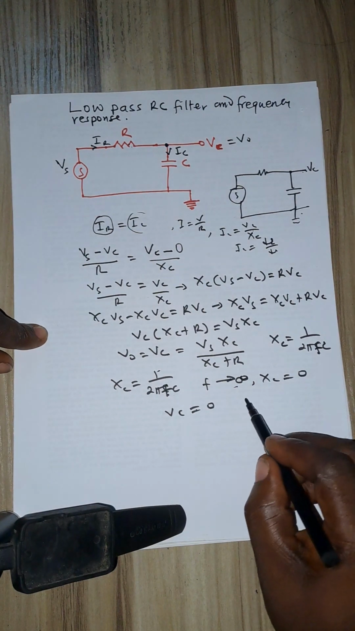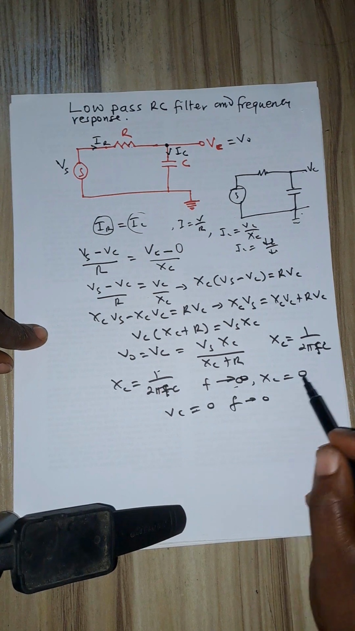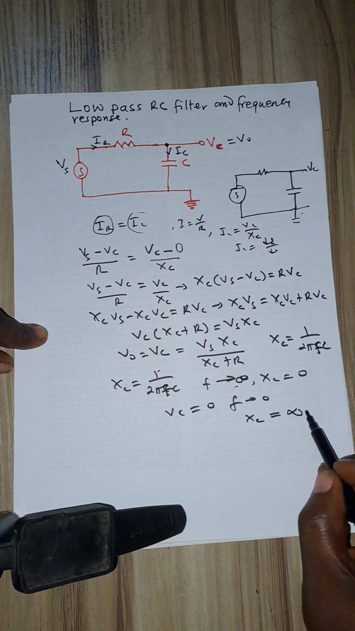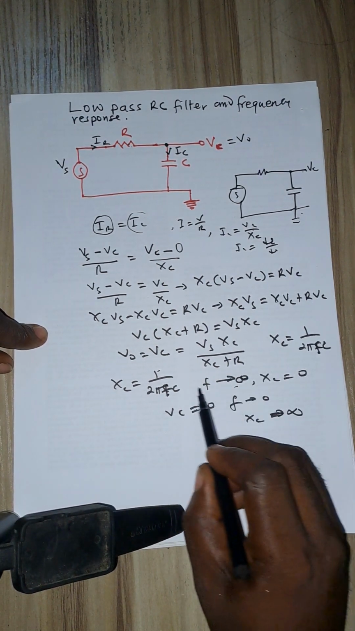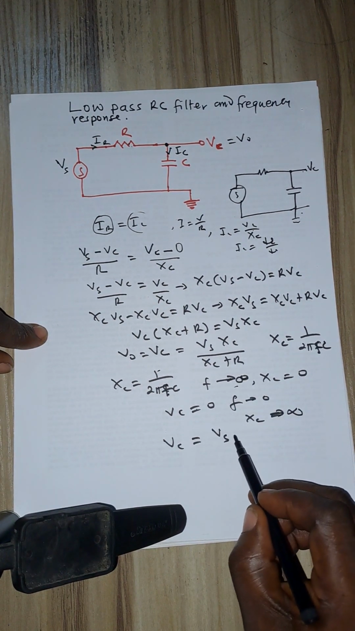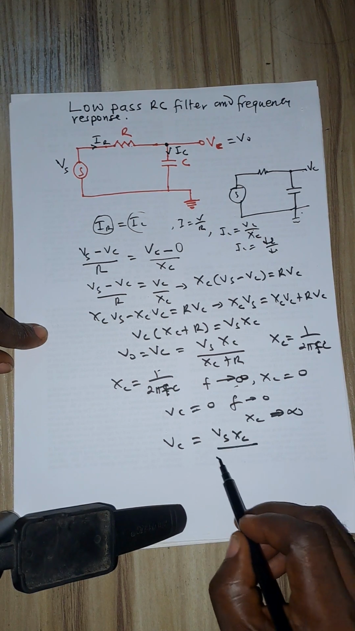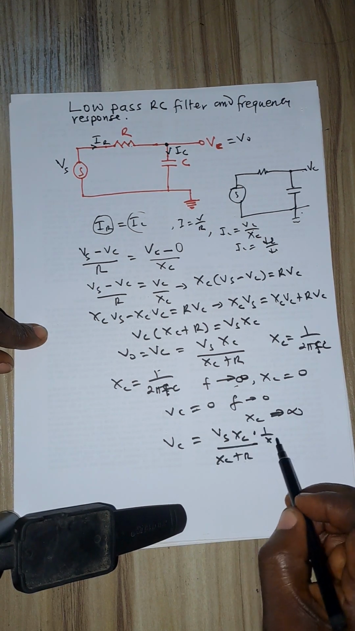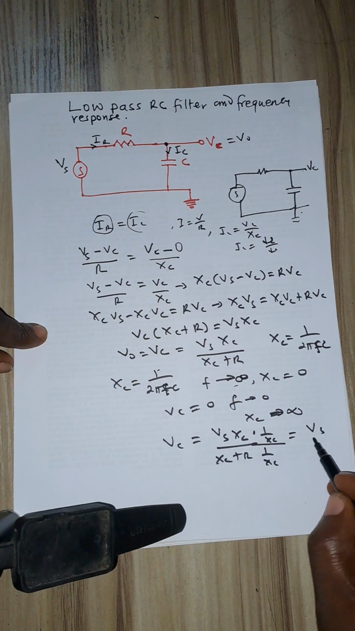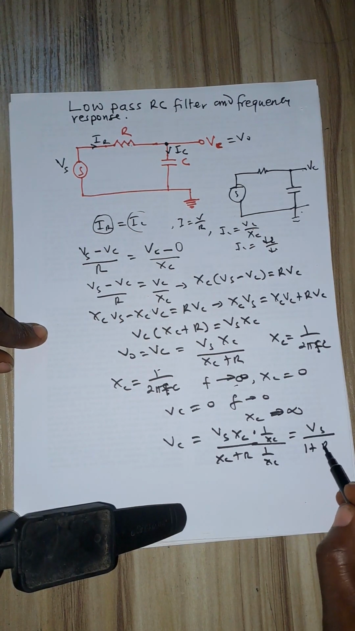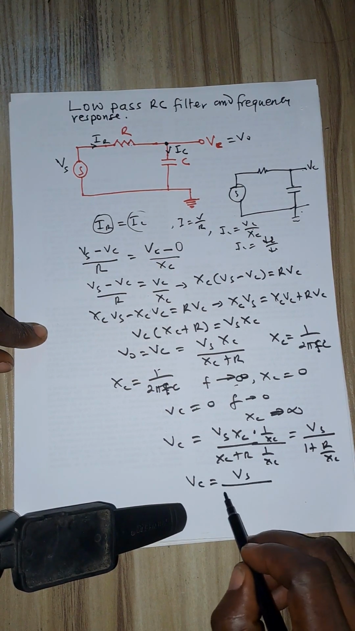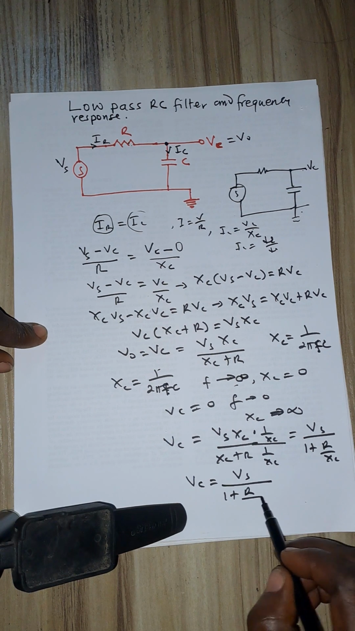But if frequency is very small, Xc will be large, tending to infinity. Now we take the limit. Vc can be written as Vs Xc all over Xc plus R. If you multiply numerator and denominator by 1 over Xc, you will see that what you have is Vs all over 1 plus R over Xc. So we have Vc equals Vs over 1 plus R over Xc.